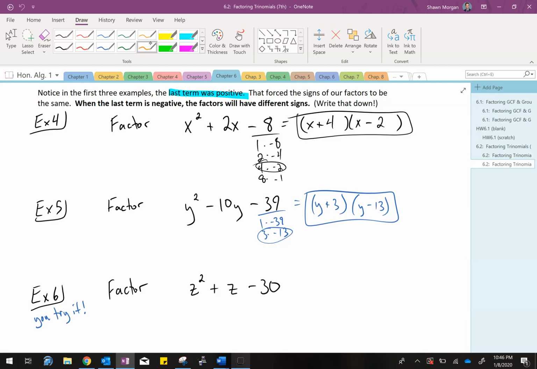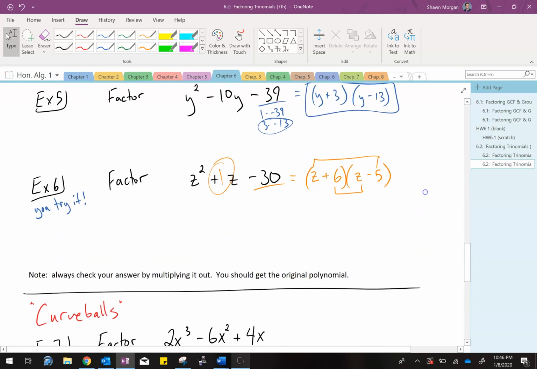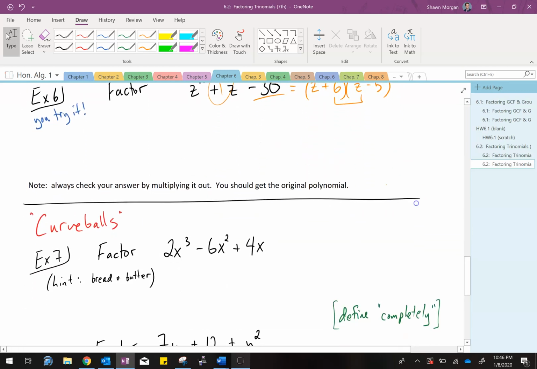All right, so hopefully you identified the proper pair of factors here. It's going to end up being a 5 and a 6, and notice which one should be positive and which one should be negative. The 6 is going to be positive, and the 5 is going to be negative, because when I do the outer and the inner, I want them to combine to give me that positive 1 that I've got there as the linear coefficient. So very good. Always check your work by multiplying it out, and you should get what you started with.